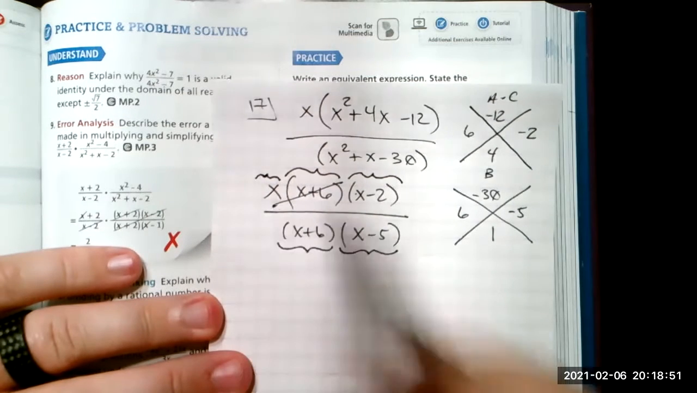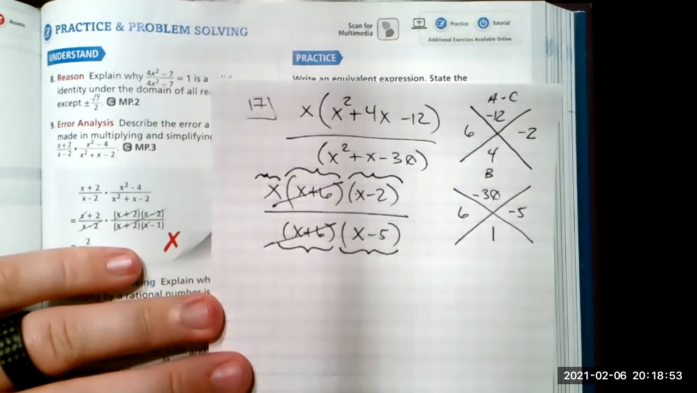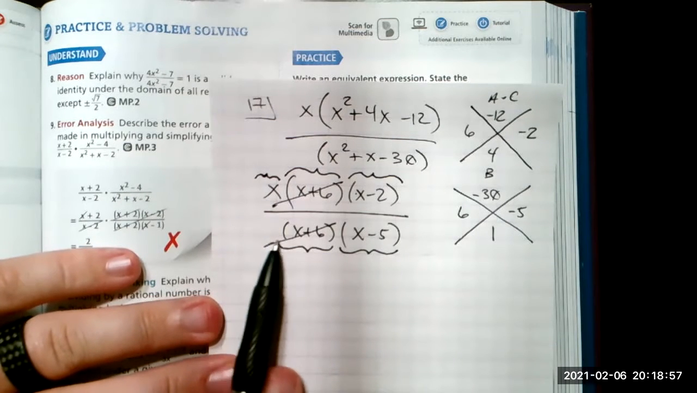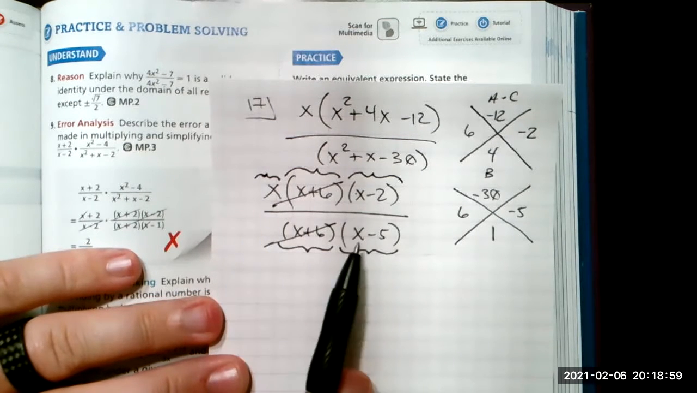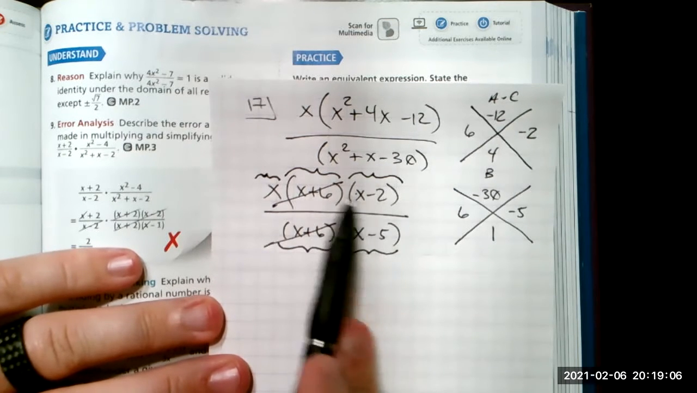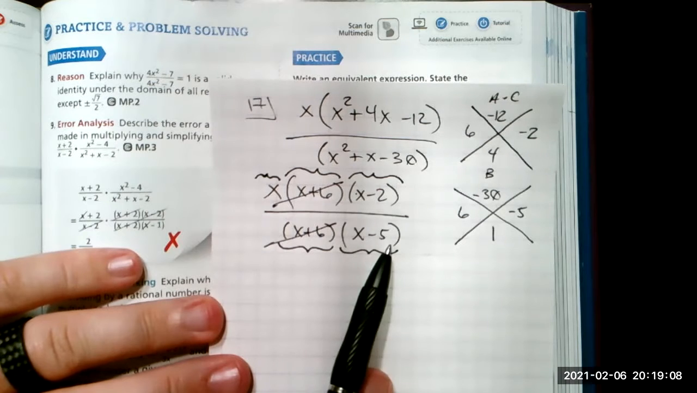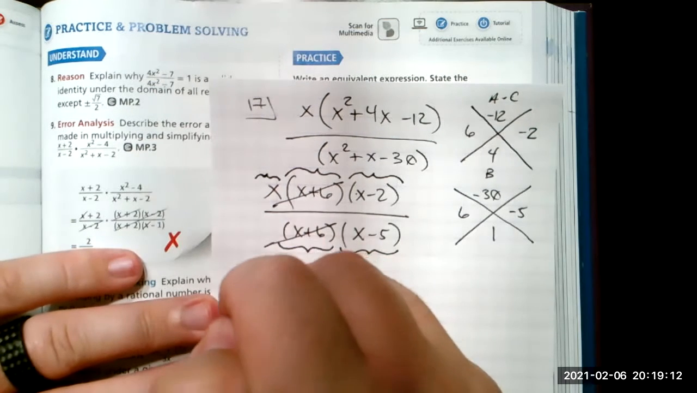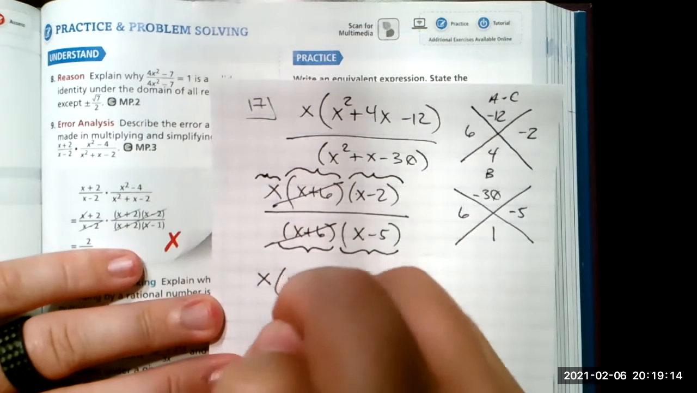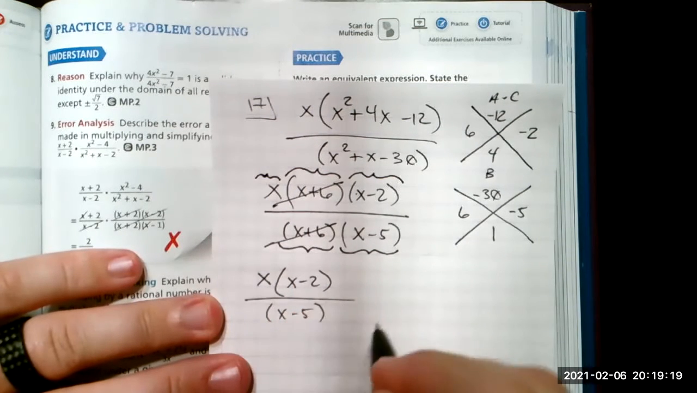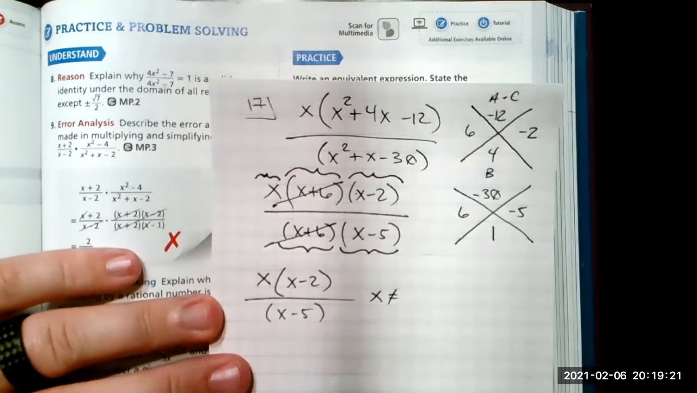In this case, I have an x plus 6 up top and x plus 6 down below. I've got an x up top, but I don't have any factors of x down below, right? This x is being added to negative 5. This is not being multiplied. Same thing with x minus 2. I don't have an x minus 2 down below, or I don't have an x minus 5 up above. So I think my final answer is going to be that x up top times x minus 2. My denominator is x minus 5.